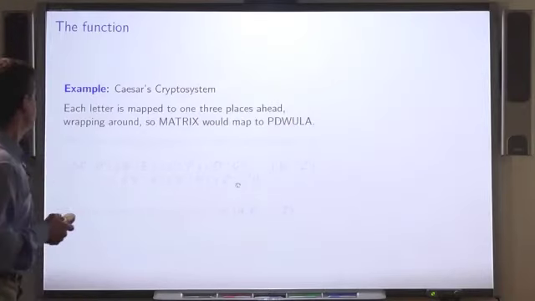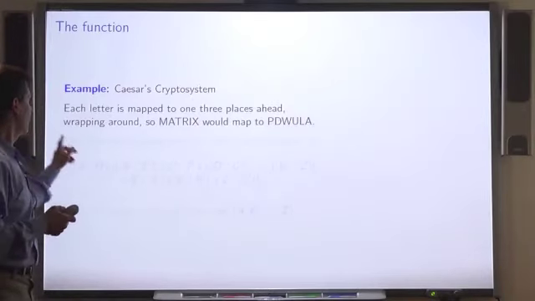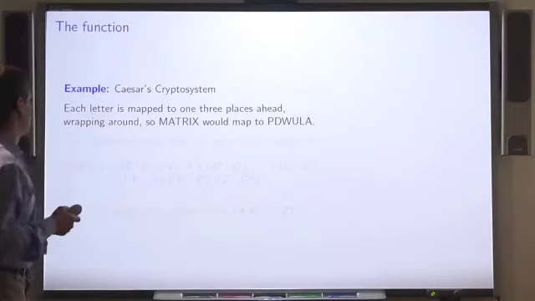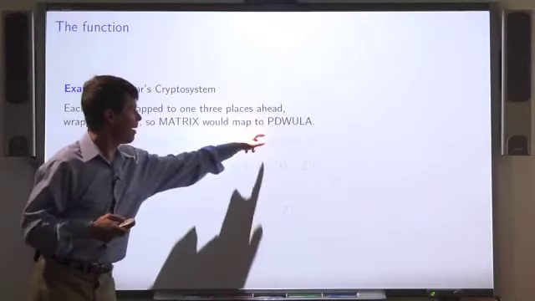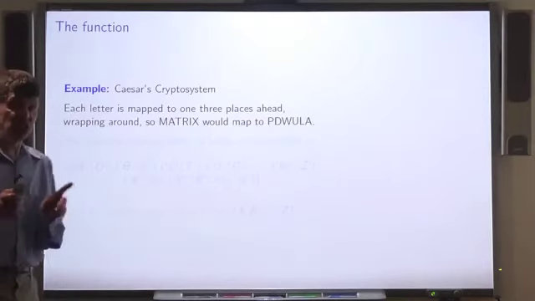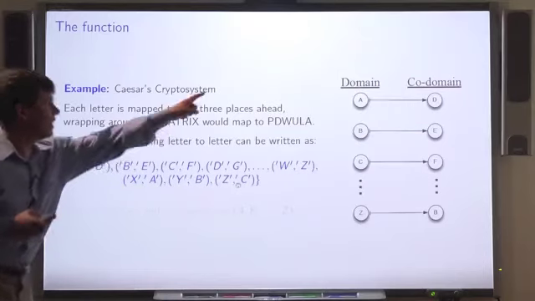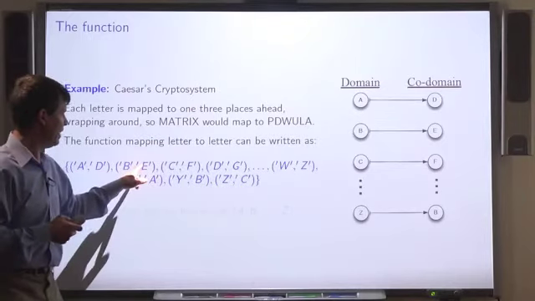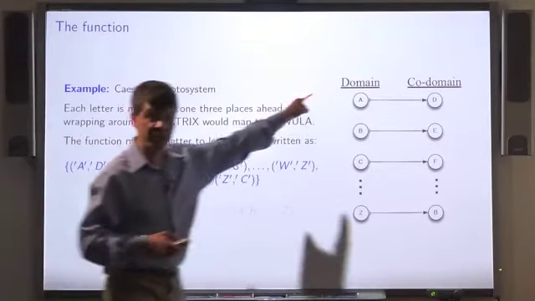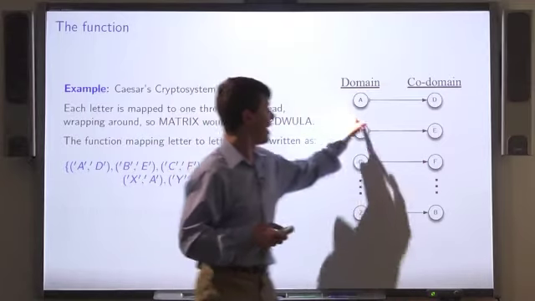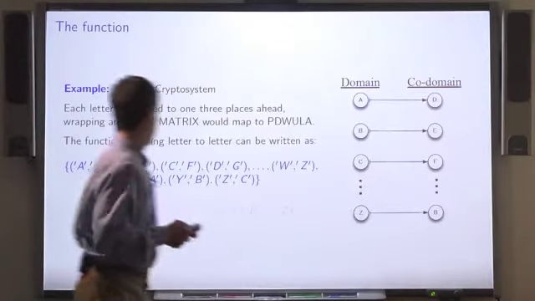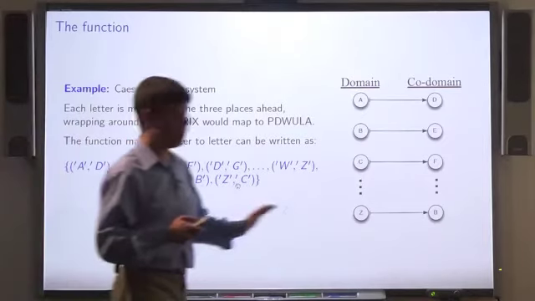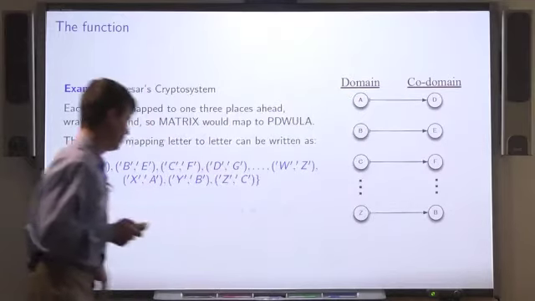Here's a quick example: the Caesar cipher crypto system. Each letter is mapped to the one 3 steps ahead. So "matrix" would map to "pdwula." So the function mapping letter to letter can be written in this way. It maps A to D, B to E, C to F, and so on. And we might use a diagram like this to represent that same function. A maps to D, B maps to E, and so on. In this case, both the domain and the codomain are the letters A through Z.